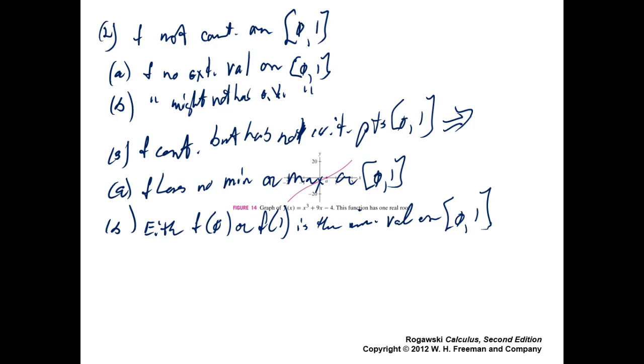Okay, now what 4 says: Fermat's theorem does not claim that if f prime of c is equal to 0, then f of c is a local extreme value. That's false. What does Fermat's theorem assert? If you just go back and state it.